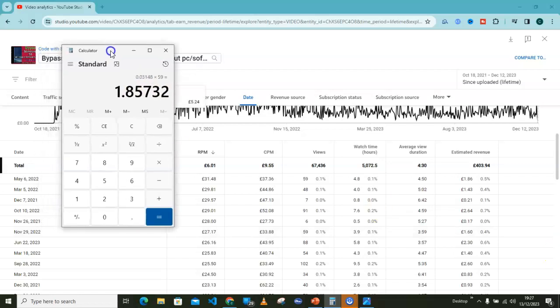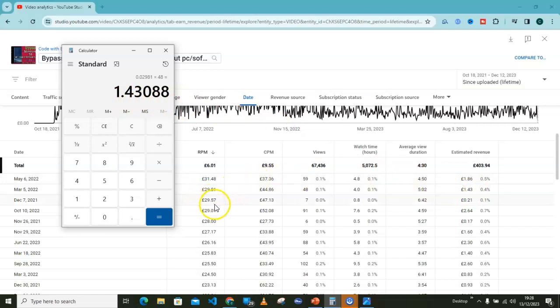So what about on the second day? Okay, let's go for March 5th, 2022. The RPM was £29.81. So we can do the same calculation here again. 29.81 divided by 1,000 views, that will give us 0.029. Then times how many views did we get on that day? We got 48 views here, as you can see. So times 48, that will give us 1.43. As you can see, that was how much I made on that day.